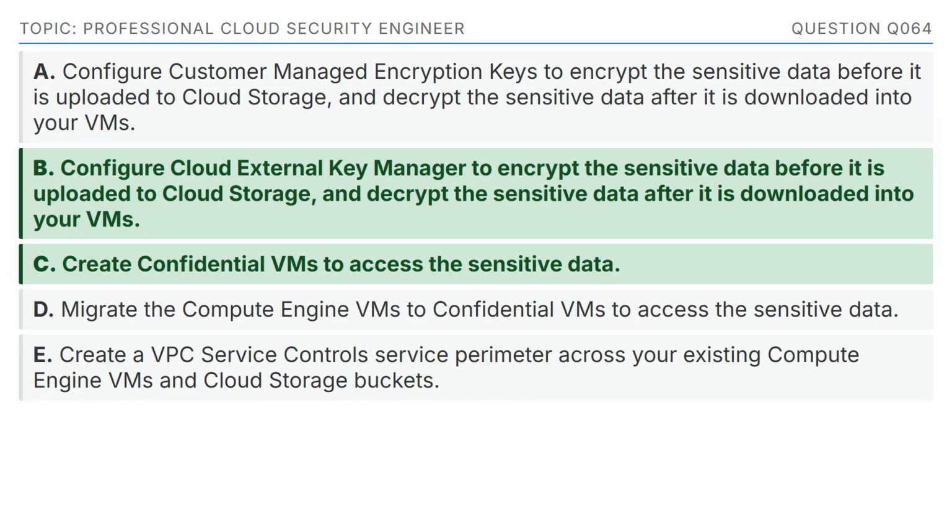Configure Cloud External Key Manager to encrypt the sensitive data before it is uploaded to Cloud Storage, and decrypt the sensitive data after it is downloaded into your VMs, and option C. Create Confidential VMs to access the sensitive data.